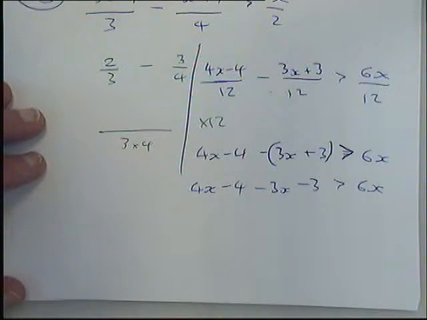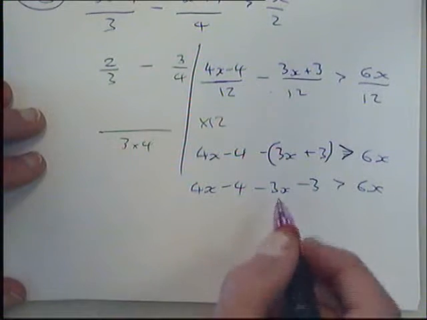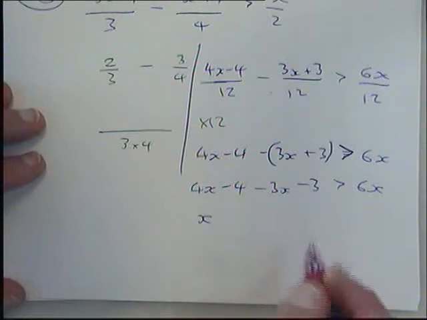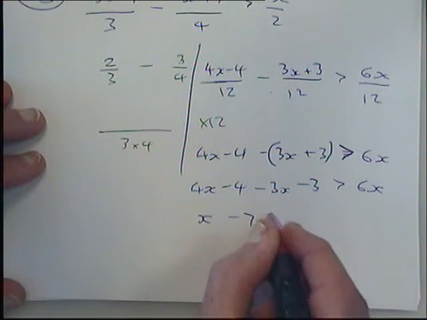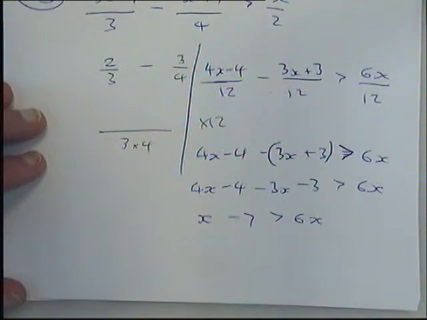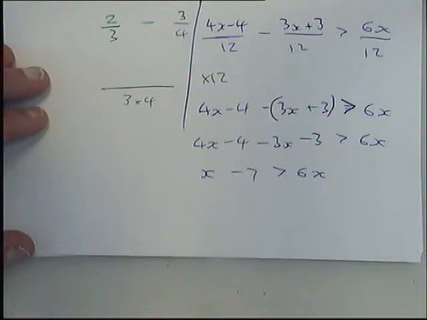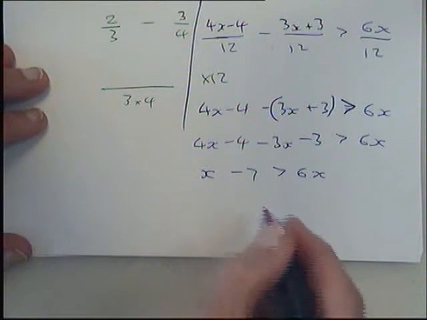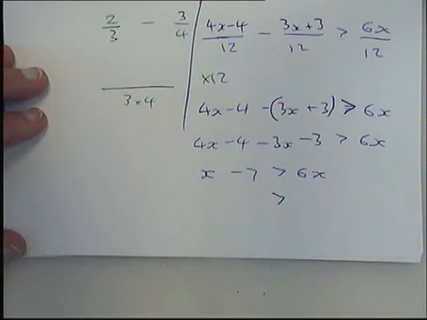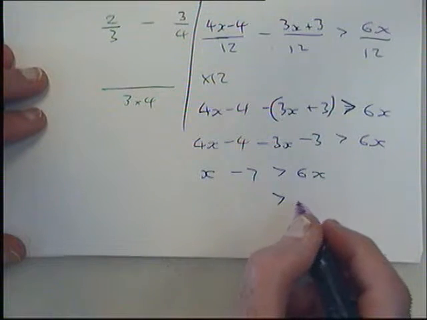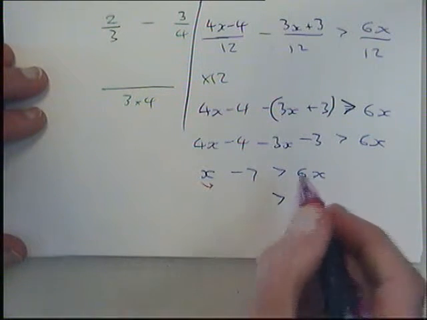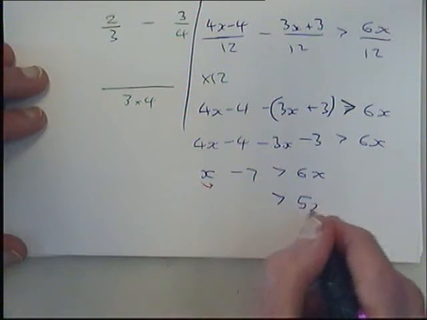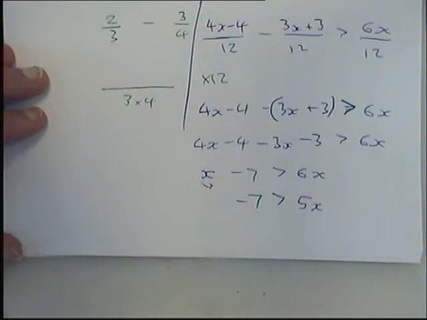Now let's combine the bits. On the left I've got 4x take away 3x, that's x. Minus 4 minus 3, that's minus 7. On the right I've got greater than 6x. Are most of my x's on the right or left of that inequality sign? Right. So let's move them all over there. Let's shift that x onto the other side where it becomes a minus x, 6x minus that x is 5x. I've got my minus 7 there.